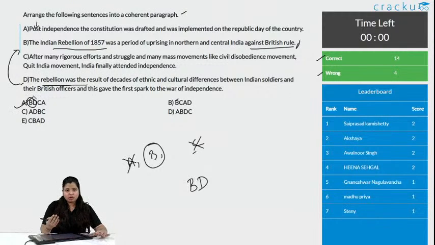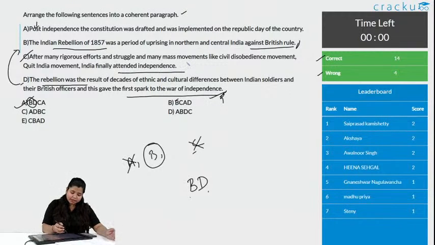The other part, if you want to solve it entirely, it is BD. After this, the rebellion was the result of decades of ethnic and cultural differences between Indian soldiers and their British officers, and this gave the first spark to the war of independence. Okay. So after the first start of the war of independence, if you go contextually, after many rigorous efforts, this was the first, and then India attained the freedom, that is independence, and post independence. So, it is obviously C and A.